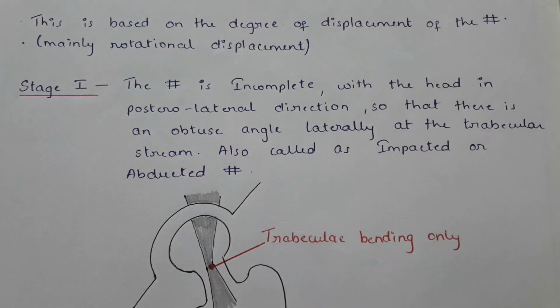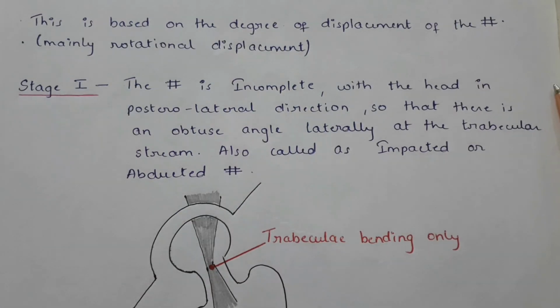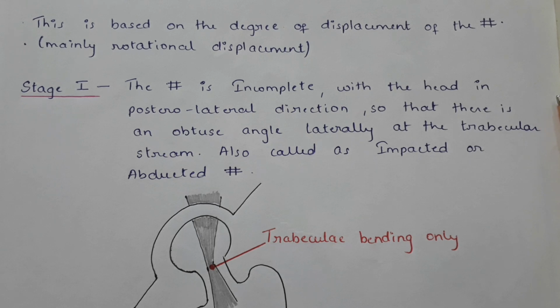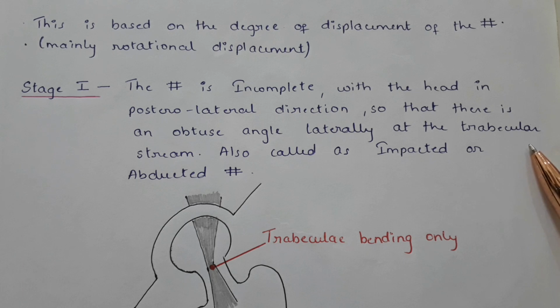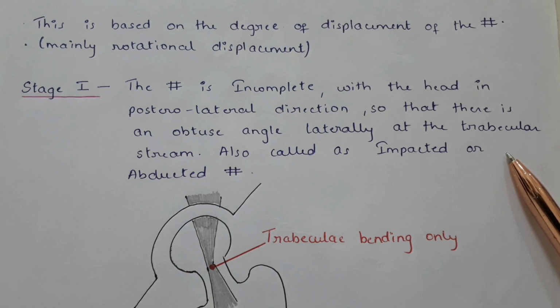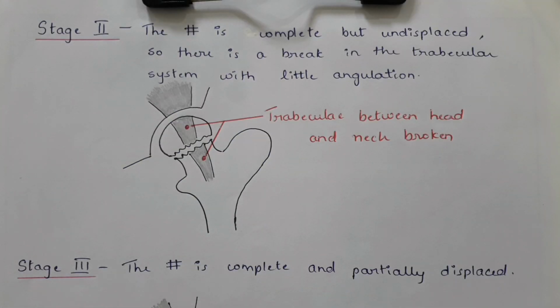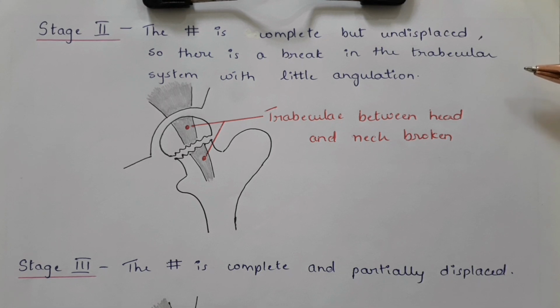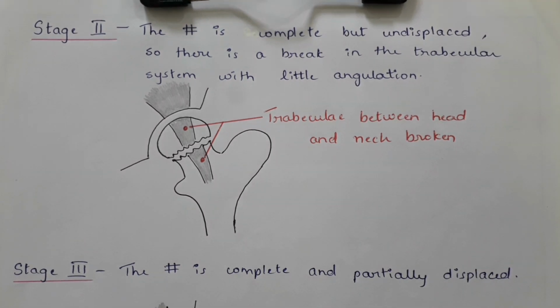Stage 1 in Gardner's classification is where the fracture is incomplete with the head in the posterolateral direction, so that there is an obtuse angle laterally at the trabecular stream, also called an impacted or abducted fracture. Stage 2 is where the fracture is complete but undisplaced. So there is a break in the trabecular system with little angulation. As can be seen in the diagram, the trabeculae between the head and the neck are broken.